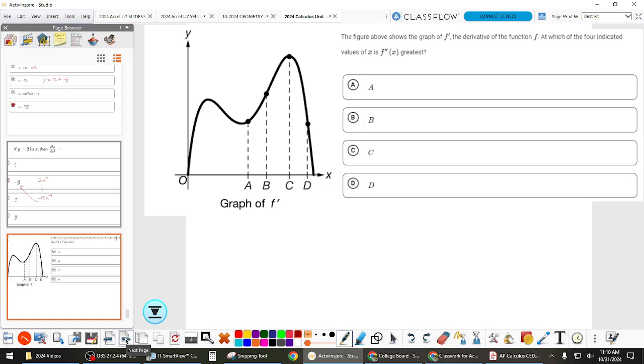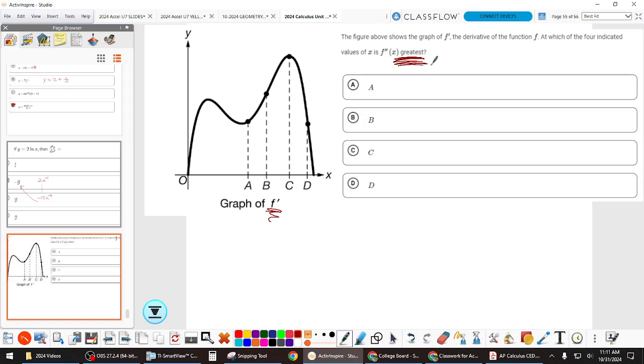All right. The figure shows the graph of f prime, the derivative of f. At which of the 4 indicated values of x is f double prime the greatest? I don't know if you guys remember in pre-calc, but that word is kind of vague or misleading, because greatest probably means greatest positive, not just greatest absolute value, because you could argue that D is probably similar, or maybe even more so. But it does want greatest positive, so I agree.